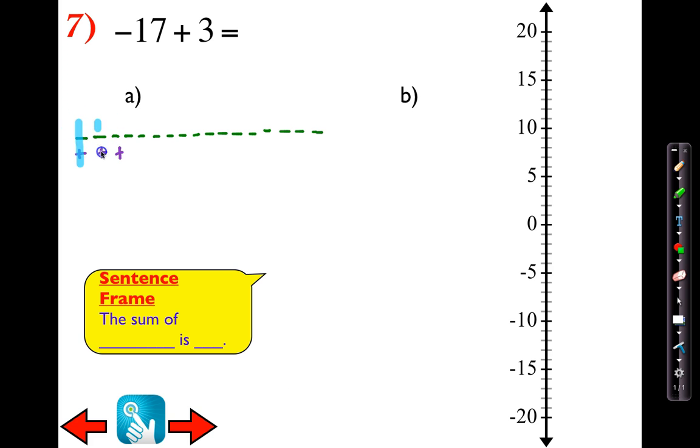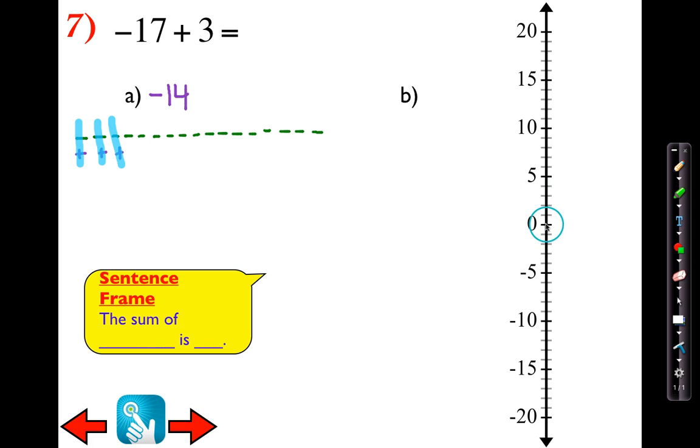pairs. Now what am I left with? 14 negatives. So that's going to be a negative 14. Here I can even say, look, I noticed there's 14 more negatives than there were positives. But what about a number line?